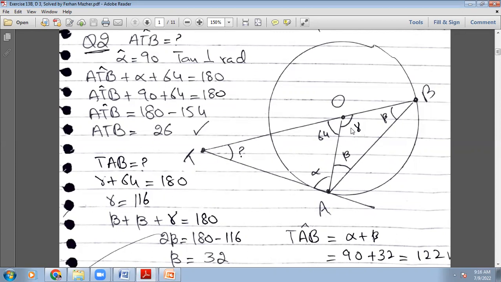First of all, we will find this angle, gamma. So it's a straight line. So 64 plus gamma is 180. So the gamma will be 180 minus 64, and that will be 116.